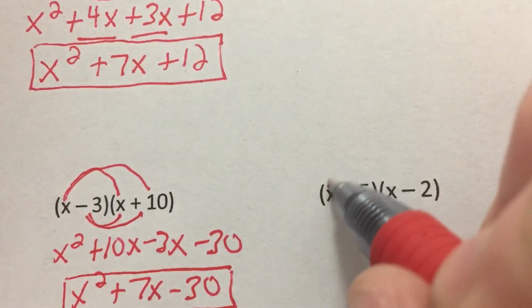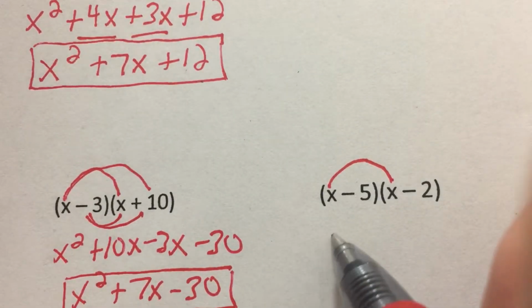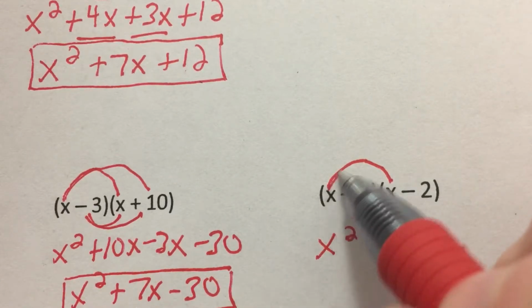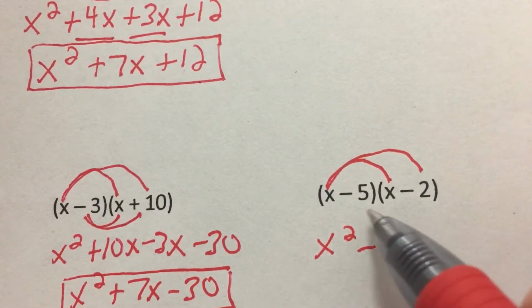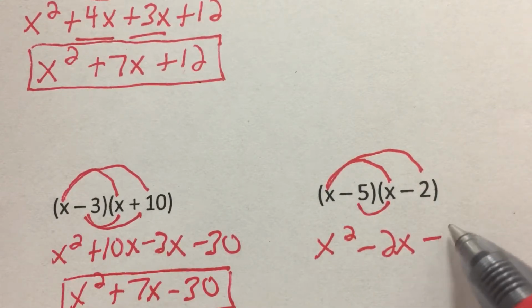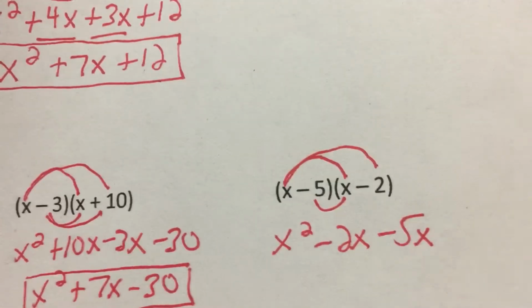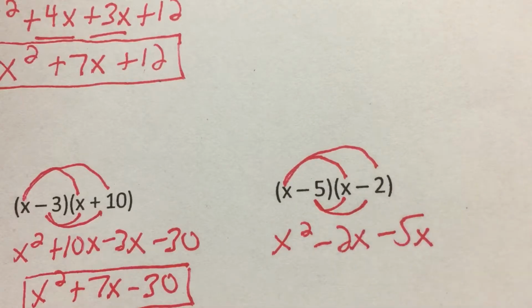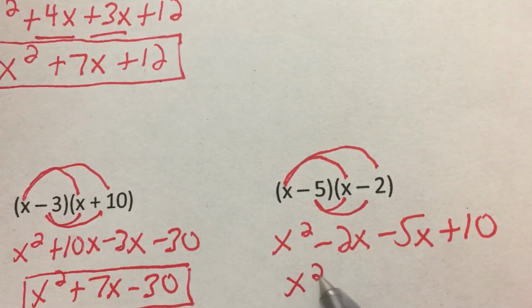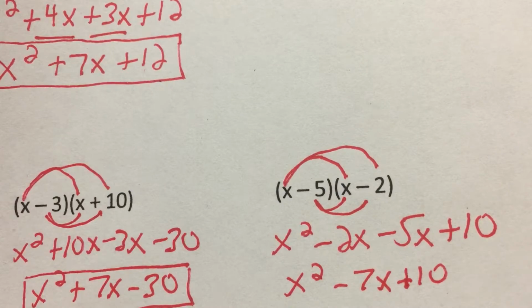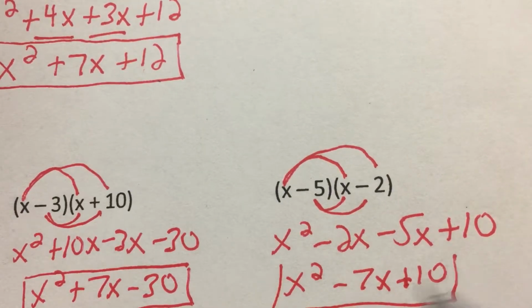Finally in this row, x times x is once again x squared. X times a negative 2, negative 2x. Negative 5 times x, negative 5x. And negative 5 times negative 2 is a positive 10. Two like terms in the middle, negative 2x, negative 5x would give us a negative 7x. So we end up with x squared minus 7x plus 10.